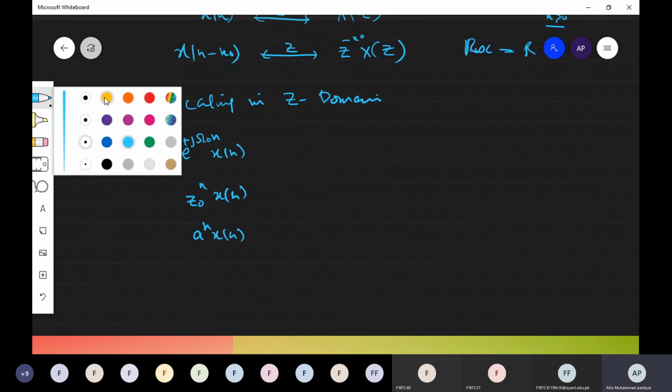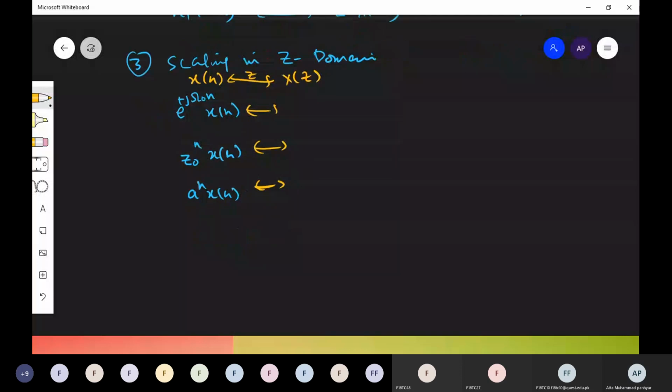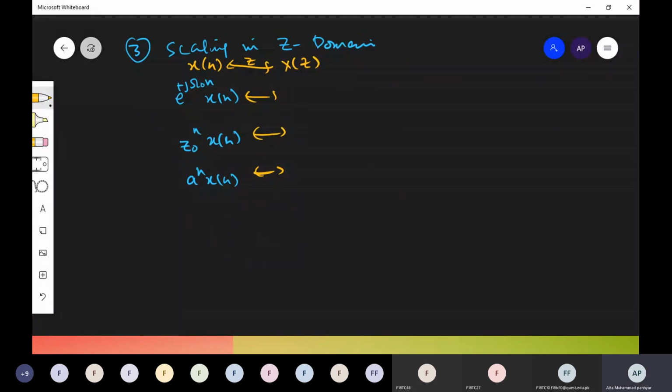And the third may be alpha power n x of n, right? So what we say is, for example, if we have a signal x of n and its z transform is x of z, then what would happen when the signal is multiplied with a frequency component like this one, or a z naught shift, or an alpha power n shift?